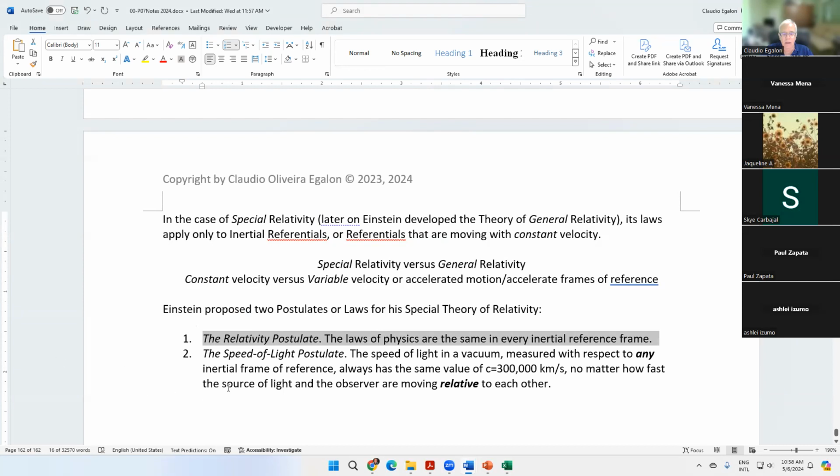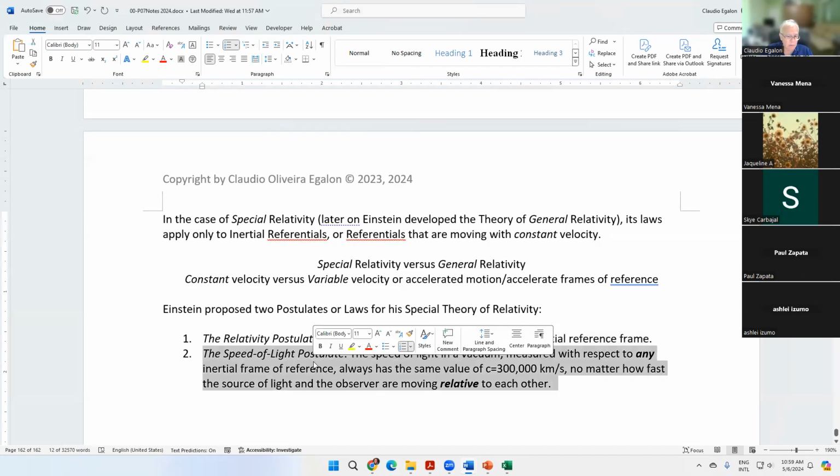It's very generic. We all assume that it always applies, not just in special relativity, but also in Newtonian physics. The laws of physics are the same in every inertial frame of reference. That would be easy to accept at that time.